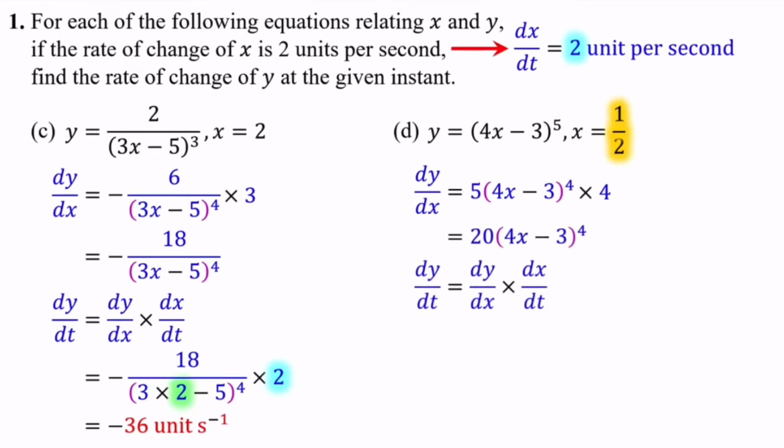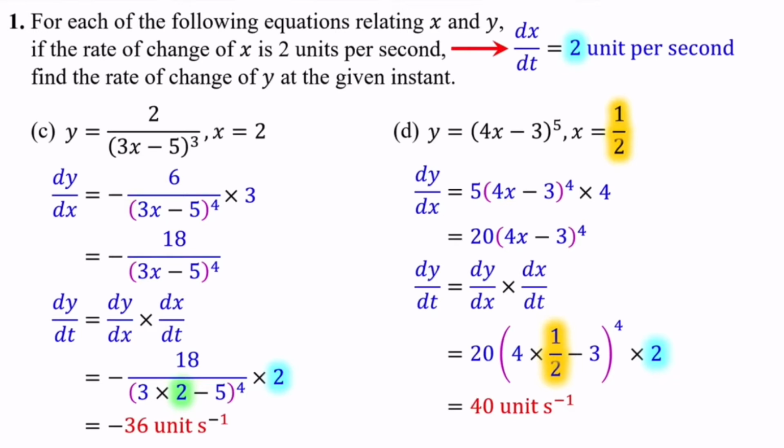Okay, dy dt is equal to dy dx times dx dt. So we will actually simplify the dy dx by substituting x equal to half. Okay, after we got the dy dx, we will just multiply with the dx dt, which was given in the question. So you will get the answer finally. Okay, so this is actually rate of change.